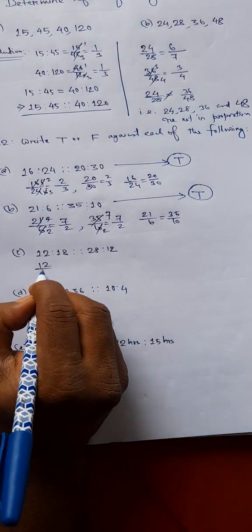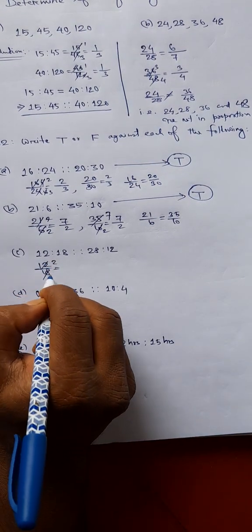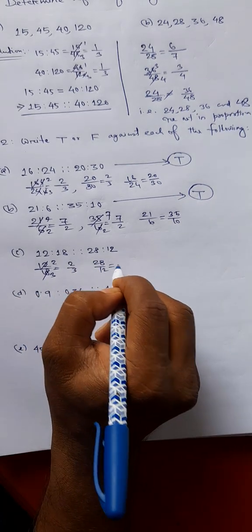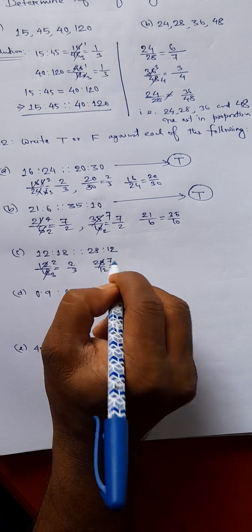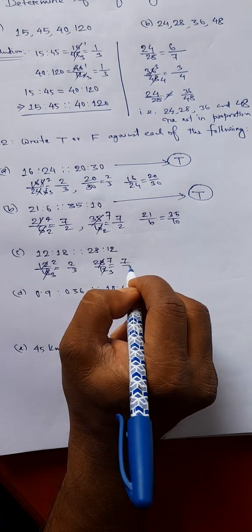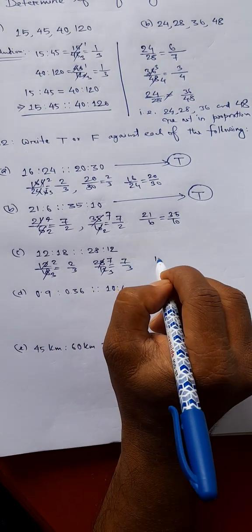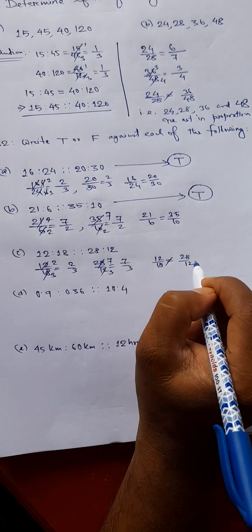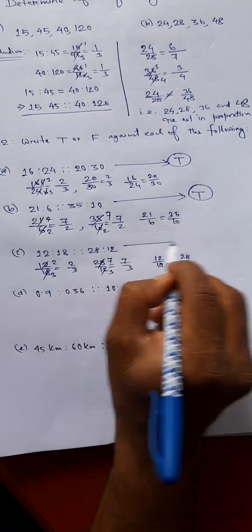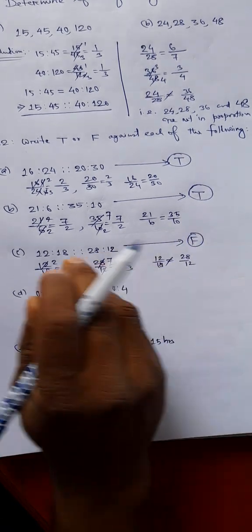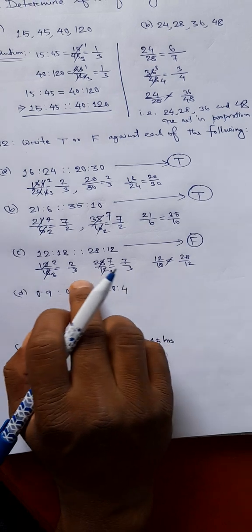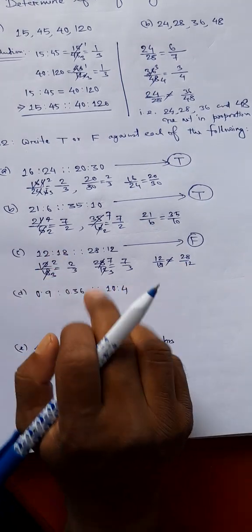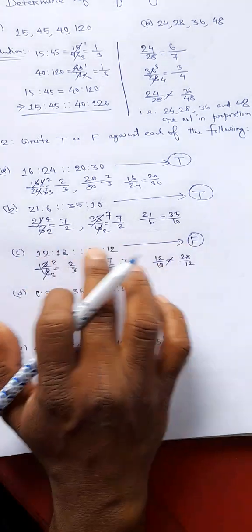12 by 18. 6 2s are 12, 6 3s are 18, so 2 by 3. 28 by 12. 4 7s are 28, 4 3s are 12, so 7 by 3. That means 12 divided by 18 is not equal to 28 by 12. So they are not in proportion. False. Here it says these numbers are in proportion, but we proved that A is to B is not equal to C is to D, so they are not in proportion. So this statement is false.